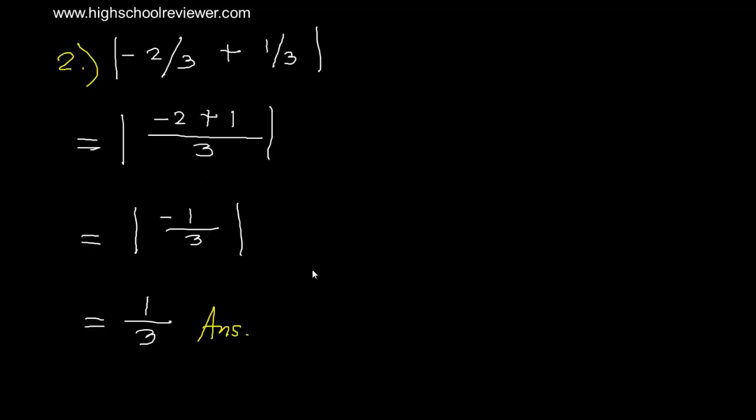Number 2, the absolute value of negative 2 over 3 plus 1 over 3. So we need to perform this addition of negative and positive fractions, and they are similar fractions because they have the same denominator. So adding similar fractions, just copy the denominator and then add the numerators. Negative 2 plus 1, this will give us negative 1.